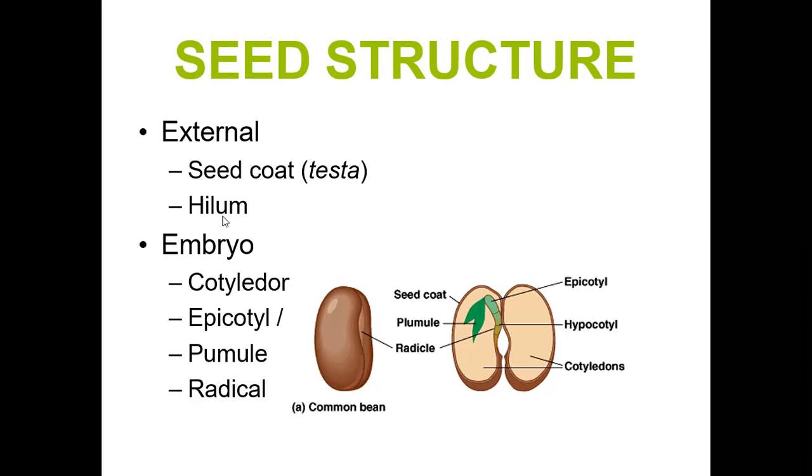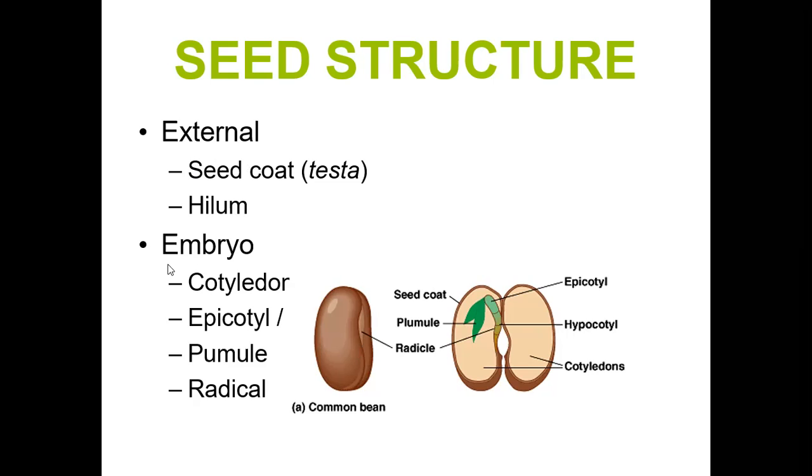Then hilum. From outside, we can see small depression. This depression structure, which we can see from outside, that is called hilum. Externally, we can see these parts: outer covering and depressed part. This depressed part, that is hilum, we can see from outside. Okay, that is external parts.